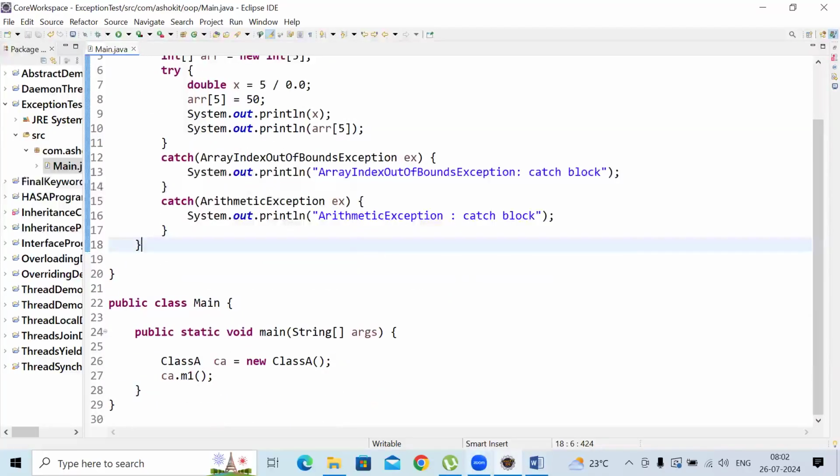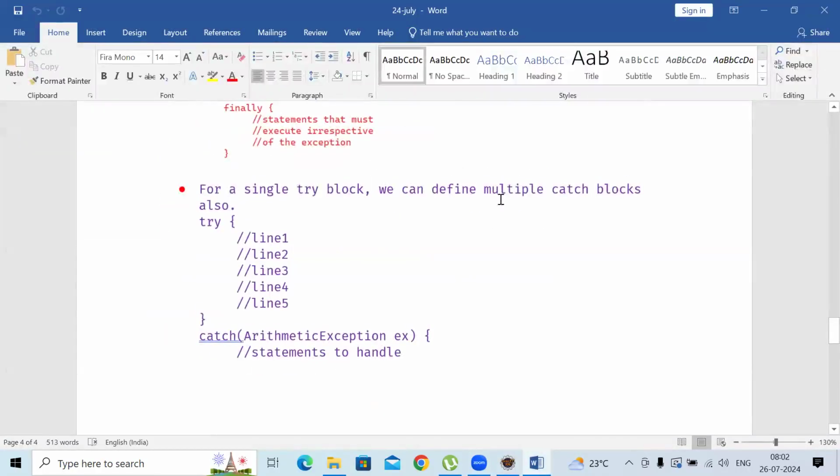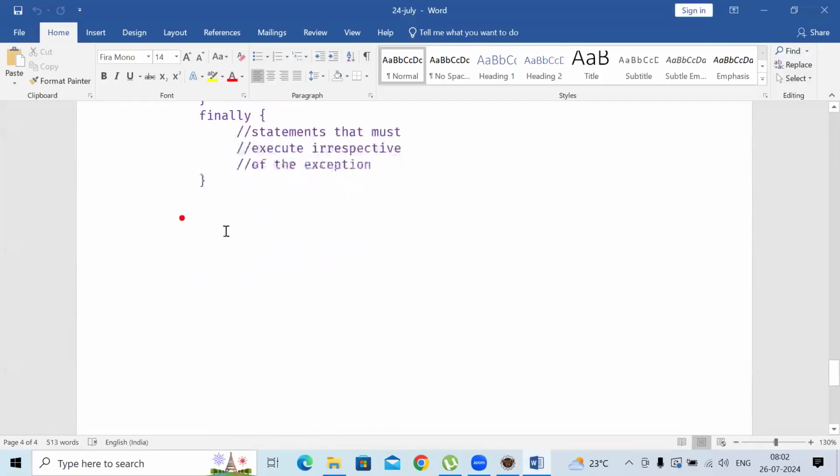Let me write all these points. Yesterday I told you that for a single try block, we can define multiple catch blocks also. That's what this example, lines 1, 2, 3, 4, 5, I have written. Here I'm writing the continuation points. First, I want to add the date so that you can identify that this is today's concept. Date: 26th July.